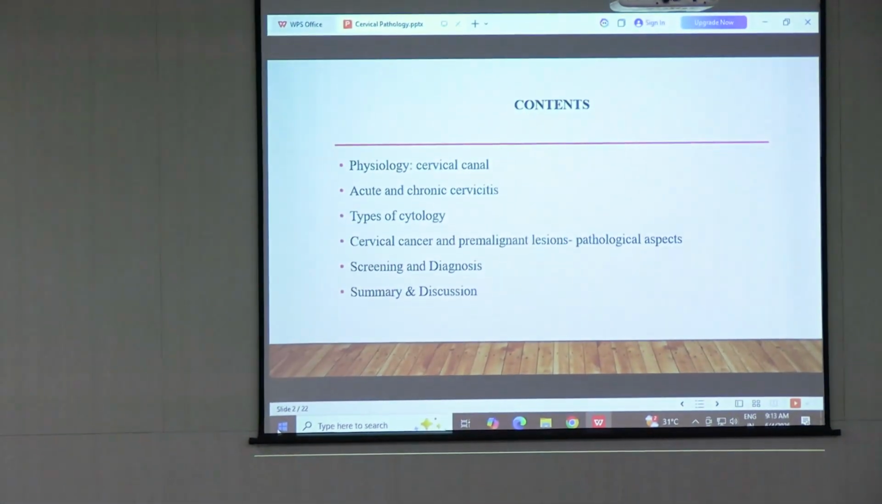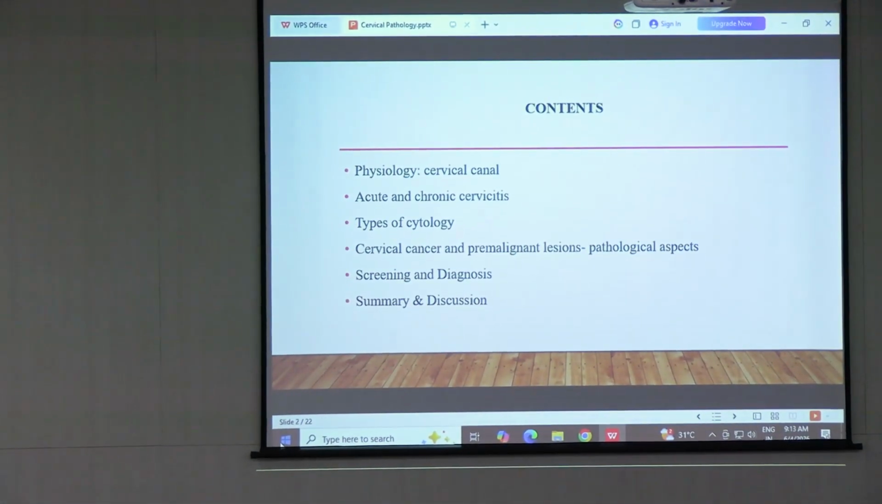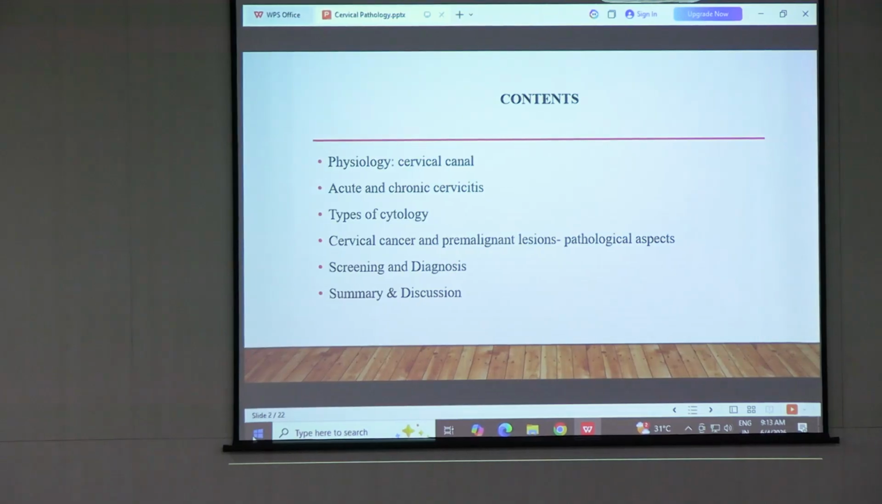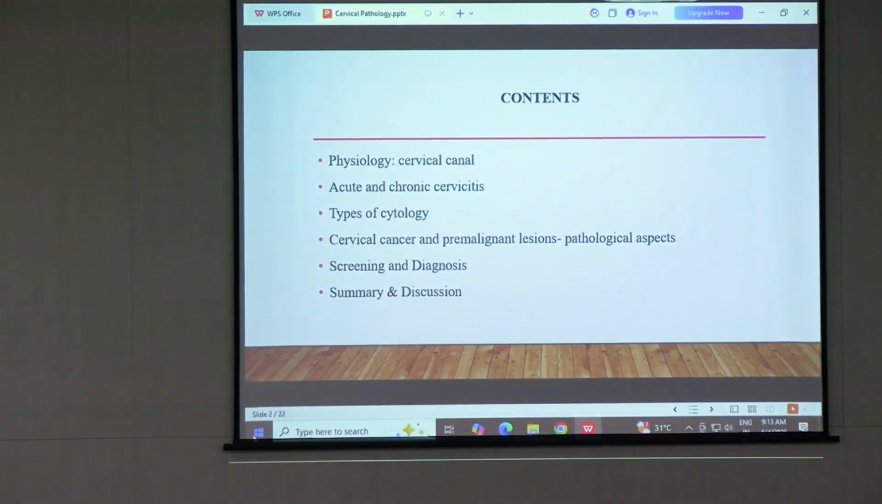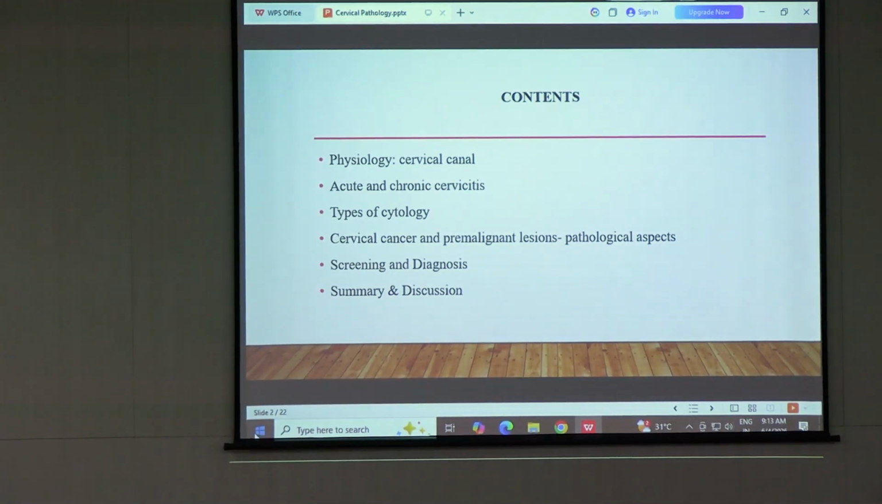So these are the basic contents that we will be discussing. Mainly first the physiology, which you all know, and what is important regarding the pathology part. Then we will discuss a very small topic, acute and chronic cervicitis, then types of cytology, cervical cancer and premalignant lesions, their pathological aspects, as I have already said, screening and diagnosis, then at last summary and discussion. Summary will be given by those sitting in the back benches. Fine. Okay.